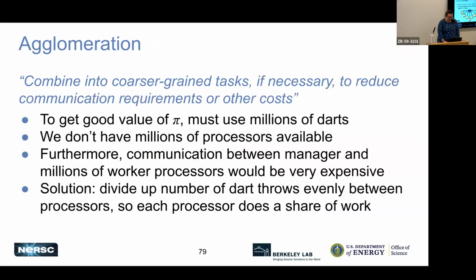Okay, so then let's think about agglomeration, where we combine into coarser grained tasks to reduce the communication requirements or other costs. In order to get a good value of pi, we have to use millions of darts. You remember I told you, if we want to get another significant figure, we have to do 100 times more throws.